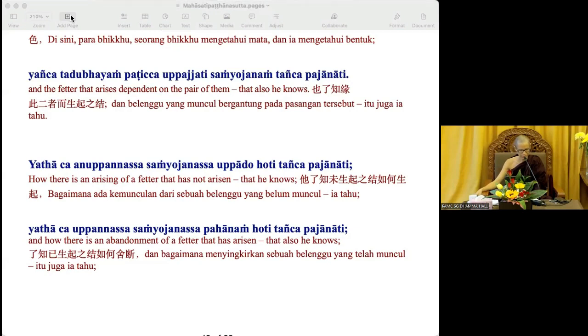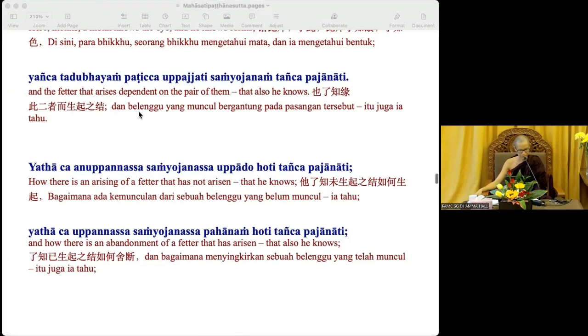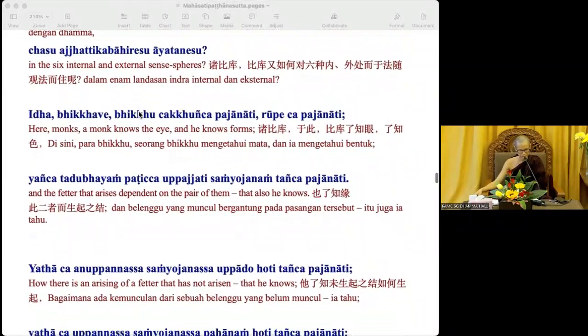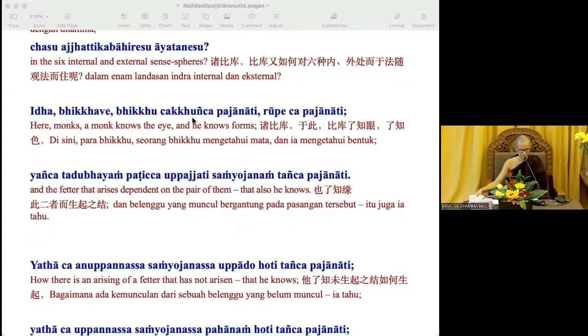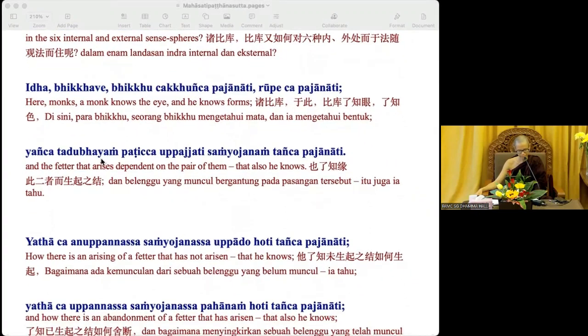Chakkhuncha pajanati: knows eye translucency. Rupecha pajanati: knows visible object. Yancha tad ubhayam paticca: based on these two, uppajjati Sanyojana, ten kinds of Sanyojana arise. Tancha pajanati: knows that also.